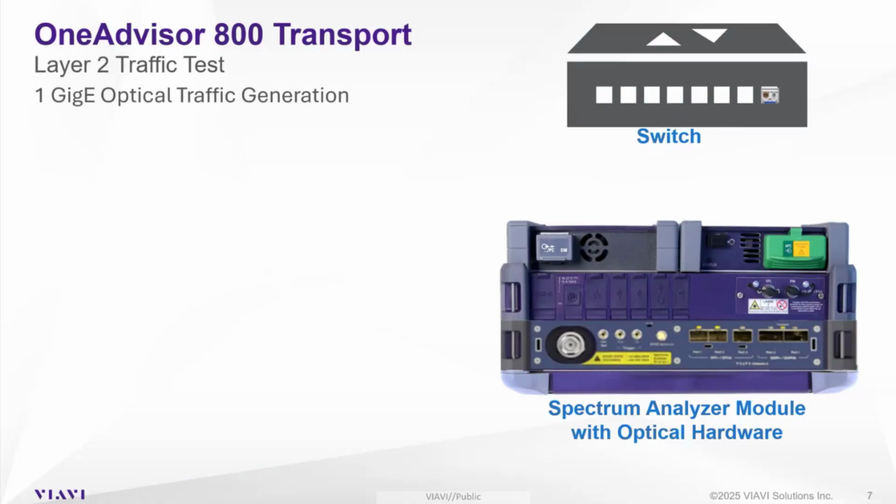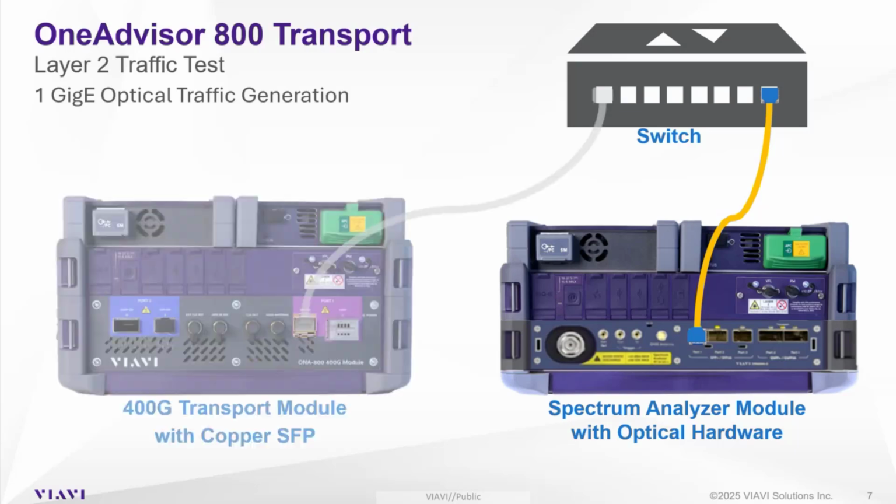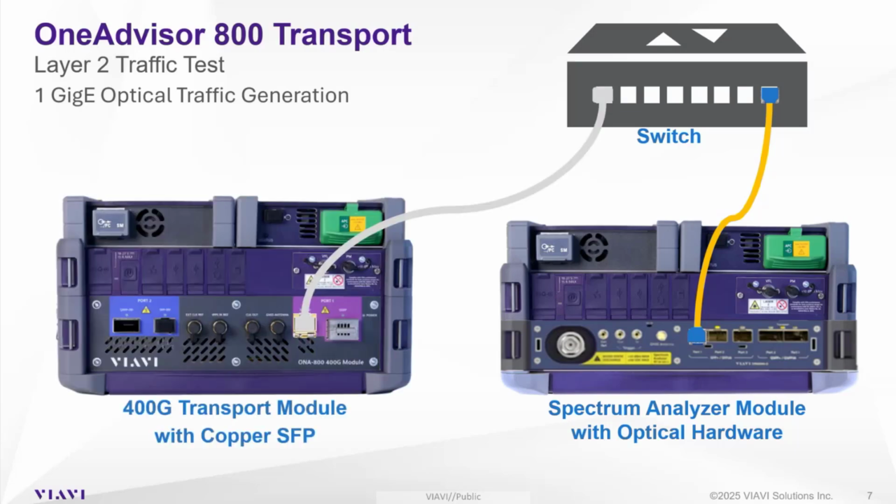Now I will demonstrate Layer 2 traffic generation with a 1 gig optical SFP on port 1 of a spectrum analyzer module with optical hardware. The SFP is connected to an SFP on the same switch as the OneAdvisor loopback device. Both ports are on VLAN 1. I will verify a committed information rate of 500 megabits per second to the loopback device.